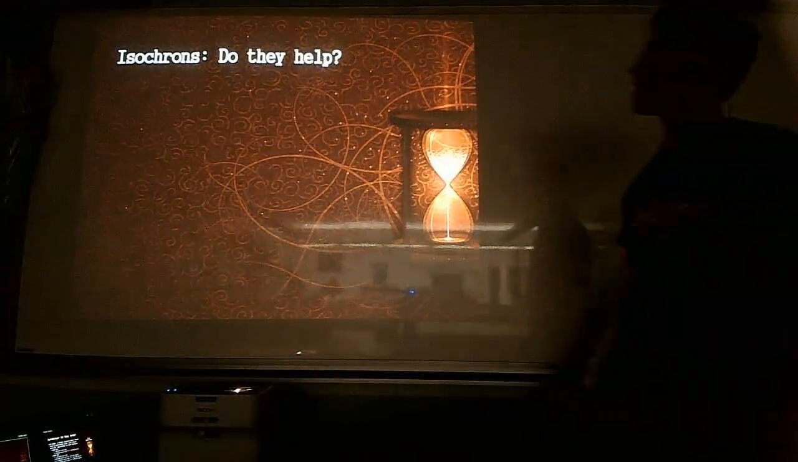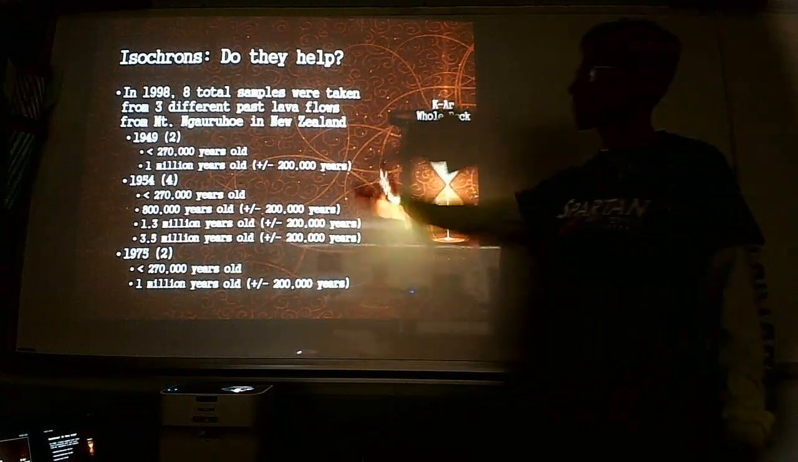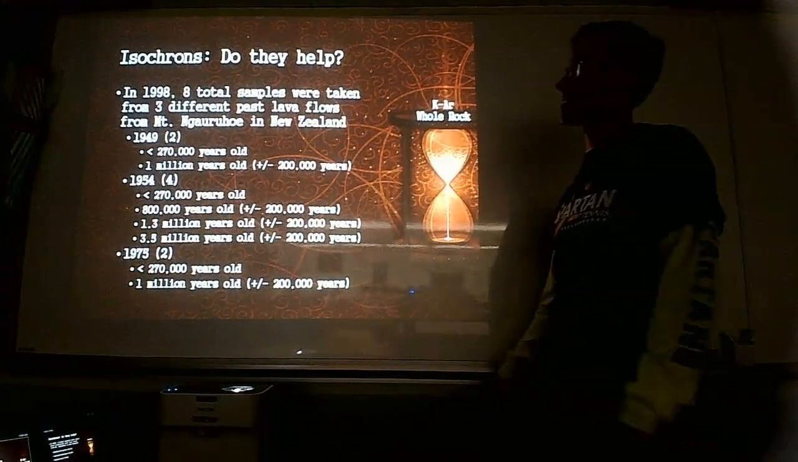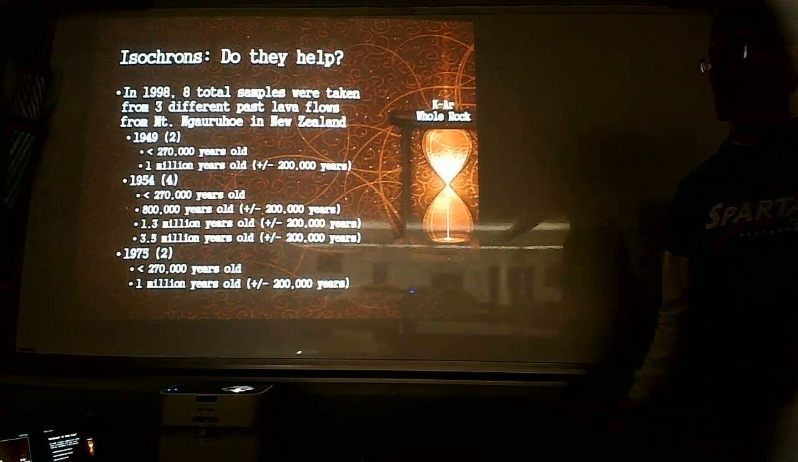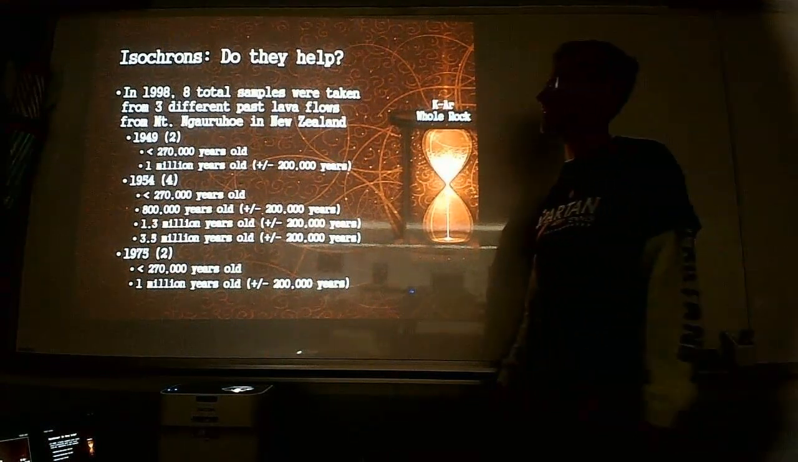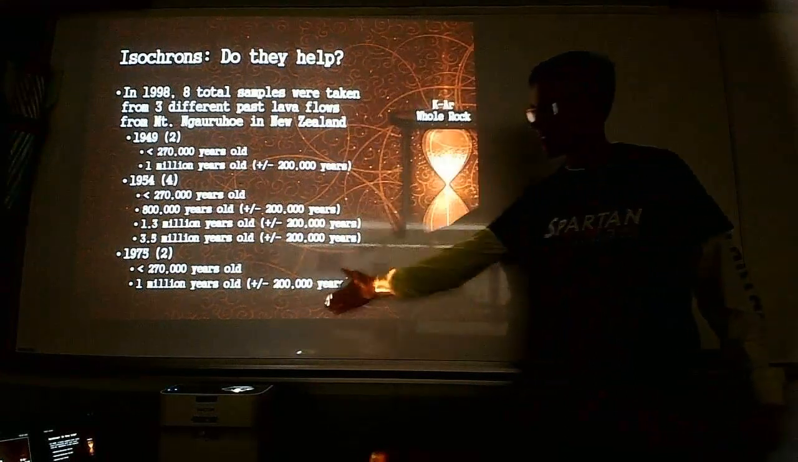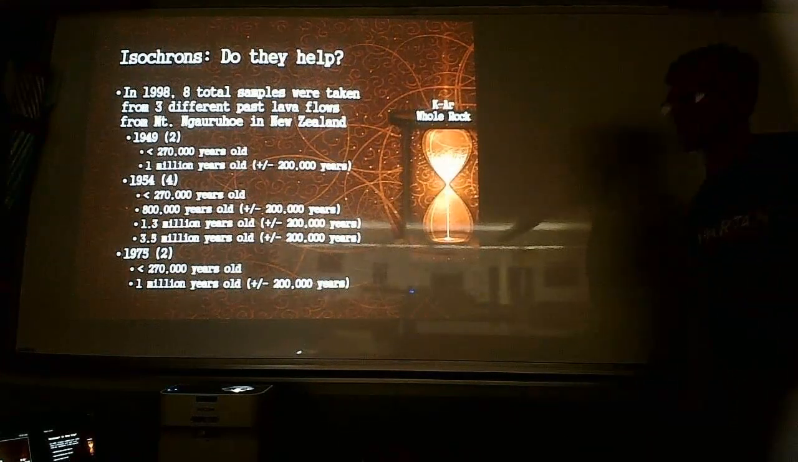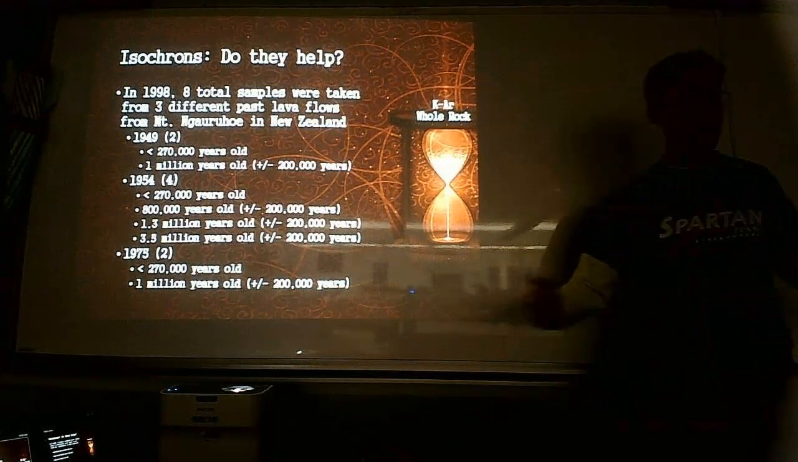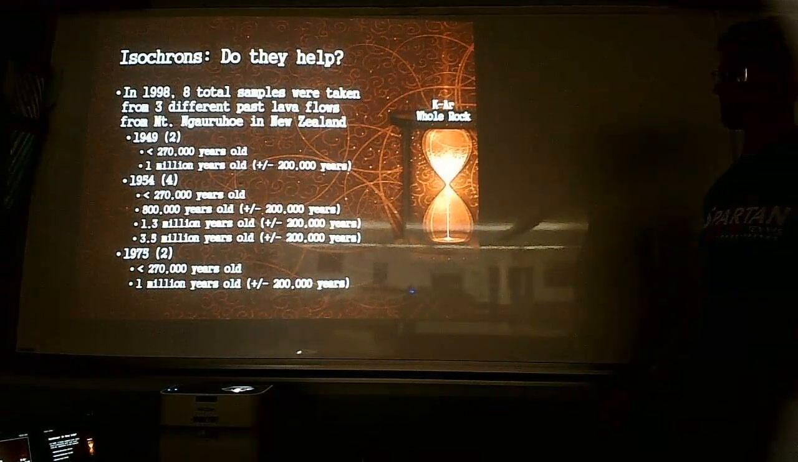How well does it work? So again, these were the results we got when we dated the rock of known age from Mount Ngauruhoe in New Zealand. So let's take a quick second to review these numbers, and then we're going to do the same thing with the isochron method and see if it improves things.